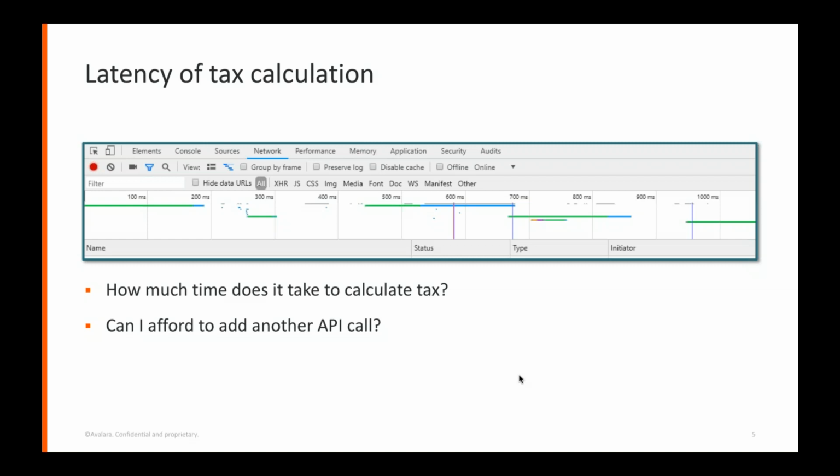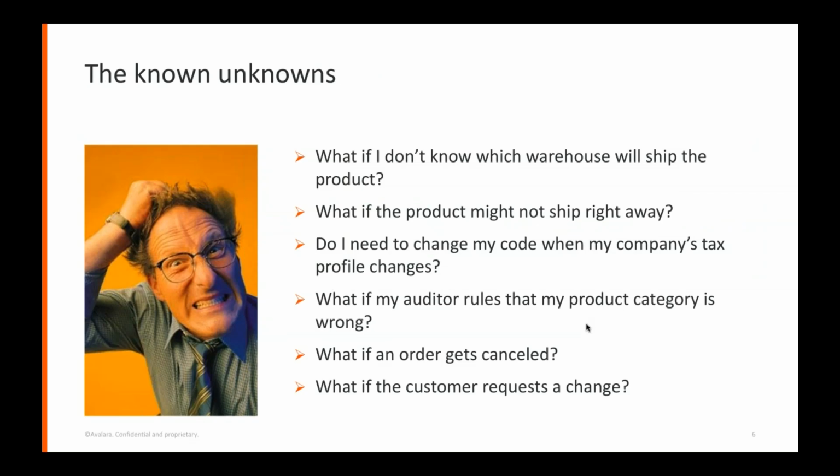I love that series. All right, so enough sidetracking. So can I afford to add another API call? Well, here are some other interesting things I'd like to put in front of you. I talk to a variety of customers all the time, and I get some really weird and interesting questions. I had one customer say, what if I don't know what the warehouse is that will ship this product? Because there are some circumstances where origin sourcing can affect your tax calculation.